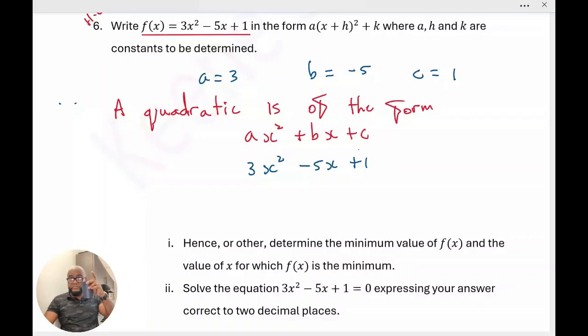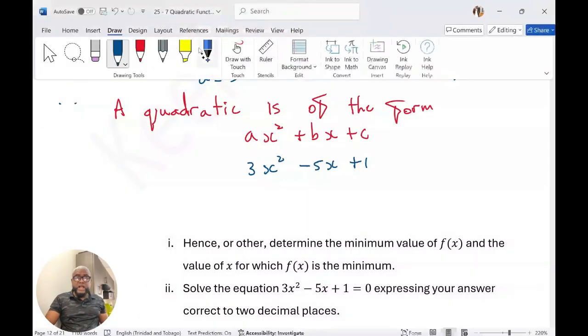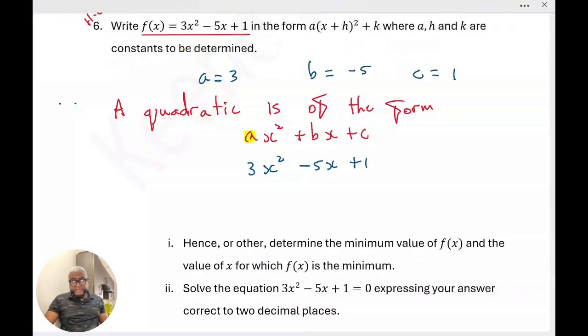You see that, right? What's the number in front of x? It's not 5. It's -5. What's the number that's by itself? It's all about color coordination, right? So this is a, this is b, including the -5, and then c would be 1.